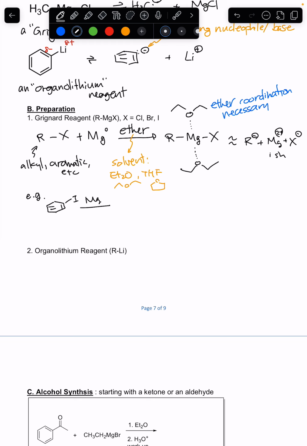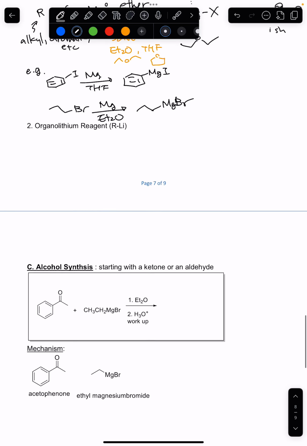If you add magnesium in THF, this could turn into the phenyl Grignard. Or if you have an alkyl bromide, right? Let's say this would turn into the Grignard reagent. That's how you would make it.